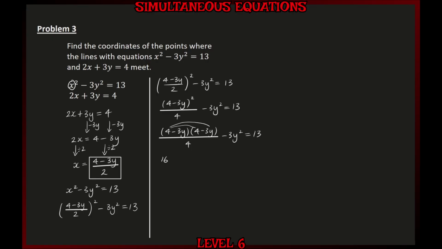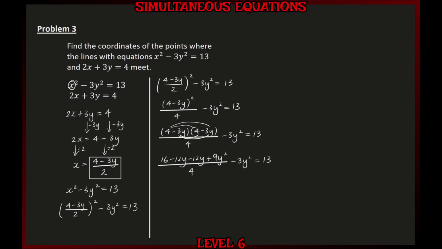And then 4 and minus 3y is minus 12y. Minus 3y multiplied by 4 is again minus 12y. And minus 3y times minus 3y is plus 9y squared. Need to remember that this is all being divided by 4. We have a minus 3y squared, and it's equal to 13.